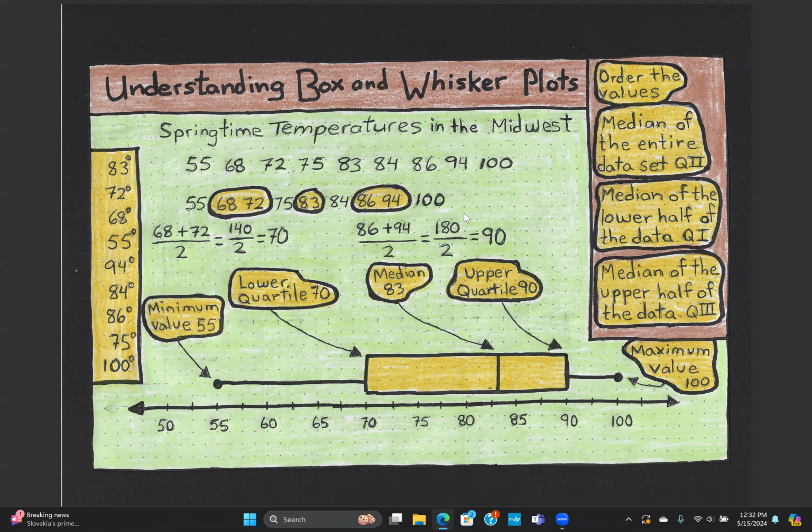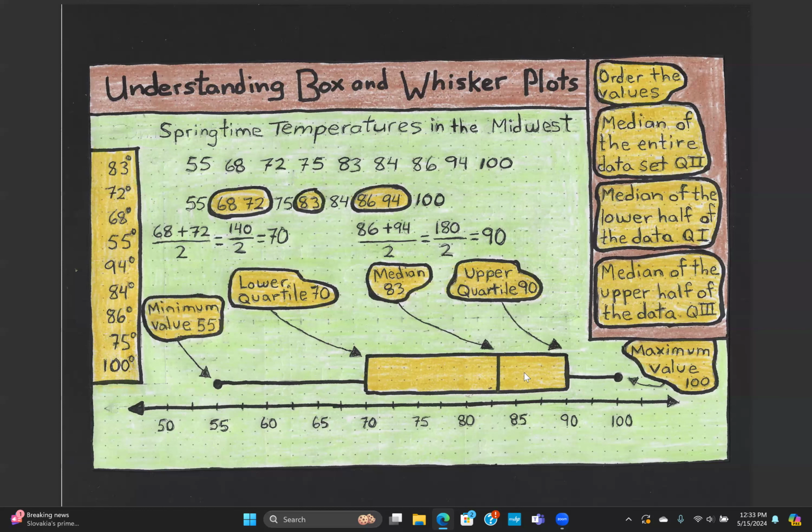And then we're going to do the same thing with the upper half of the data, which is right here, in which we're going to circle 86 and 94, because those are the two numbers in the middle, and we have to find the median of this data set by adding these two numbers together, then dividing by 2, and we have 180 divided by 2, which will give us 90. And so 90 is the median of the upper half of the data, and that's quartile 3, which is right here. Then guess what? We can form our box, right?